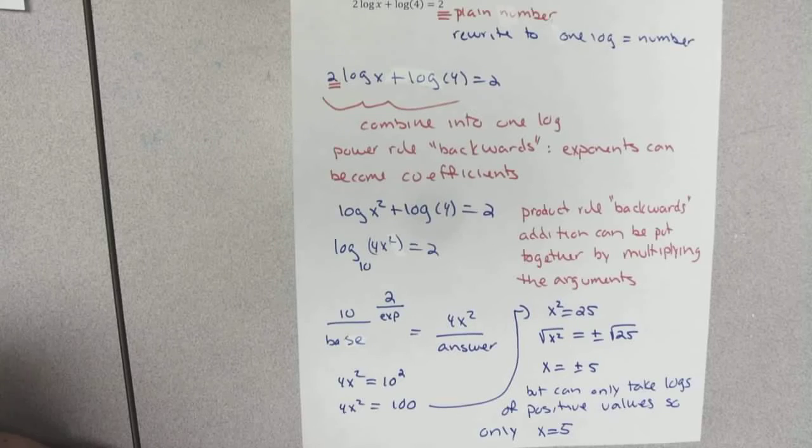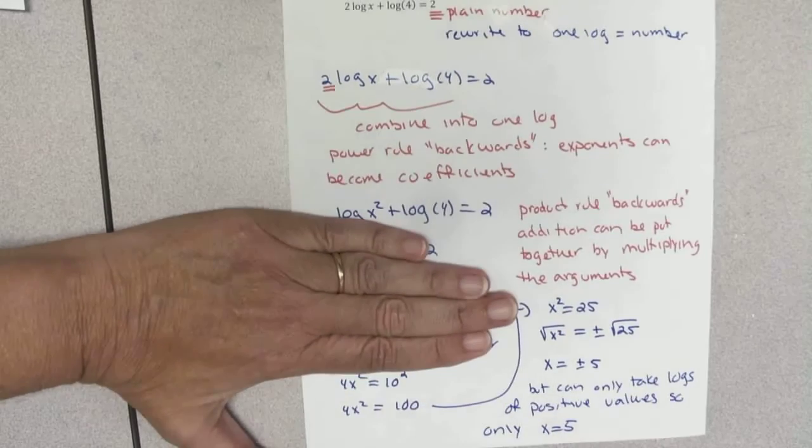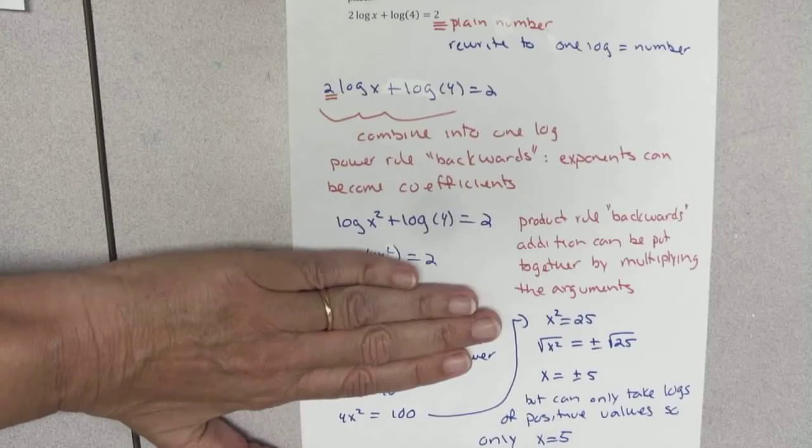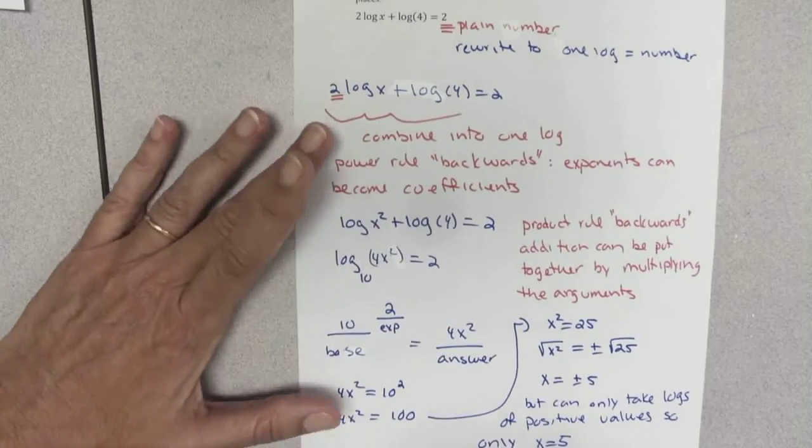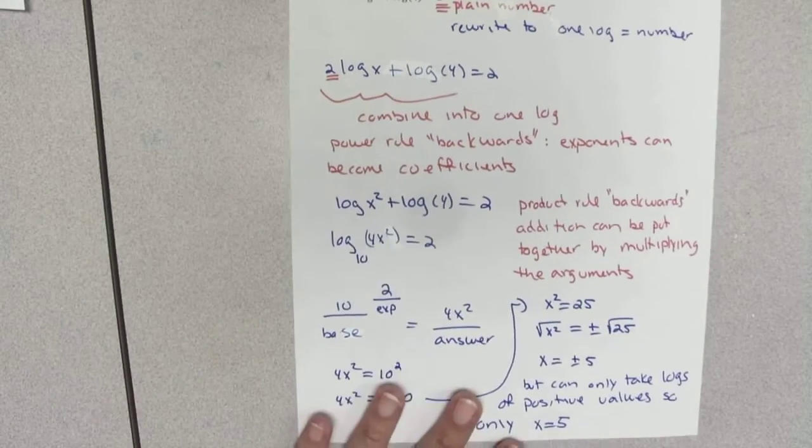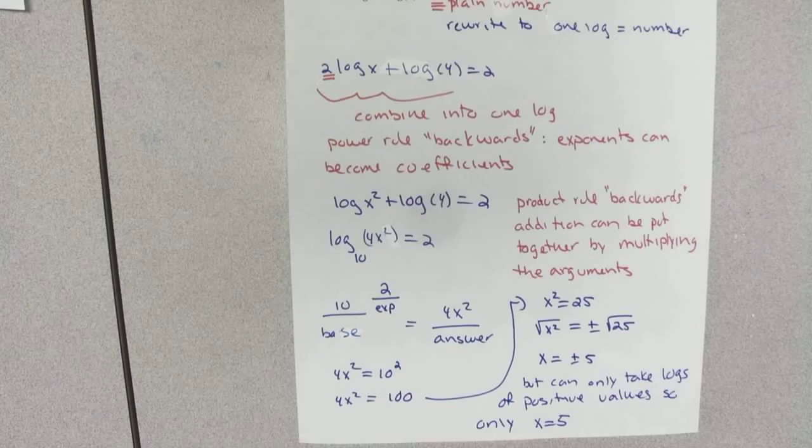But me trying to be the best math teacher I can be, I'm going to put the plus or minus in, then reject it. Because if this was a different problem, if this problem had just started out here, 4x squared equals 100, you would want the plus or minus. But here, because the problem started out as a logarithmic problem, you do need to reject that plus or minus.